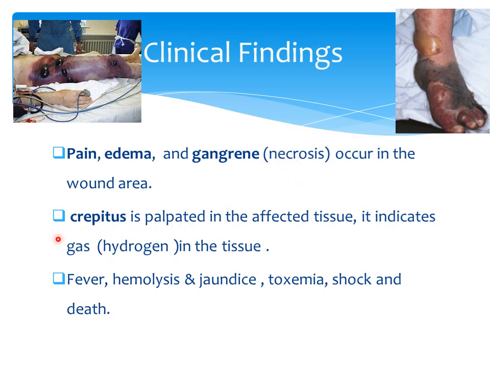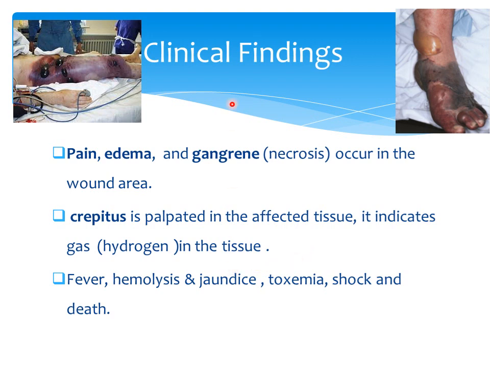Also, it is characterized by a term called crepitus. Crepitus اللي هو palpitated in the infected tissue اللي هو دي الموجودة هنا. لو شايفينها هنا يعني بيكون عندي زي swelling كده or palpitated tissue. This indicates the gas اللي هو الغاز الهيدروجين دايما بيكون. This indicates the presence of hydrogen gas in the tissue.